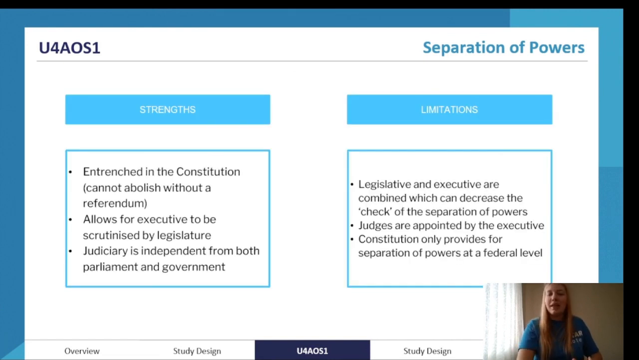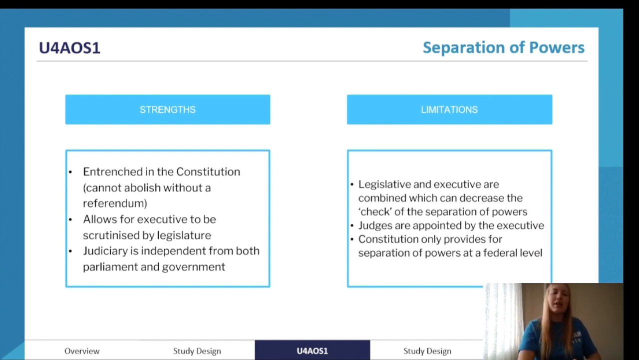So, what are the strengths and limitations of the separation of powers? Again, this is a recurring point that you will see for all of the five checks on Parliament. It's entrenched in the Constitution, so we cannot abolish the separation of powers without a successful referendum, which is never going to happen, because why would we remove our own protections and set ourselves up to really fall at a disadvantage where the Commonwealth could remove these checks.